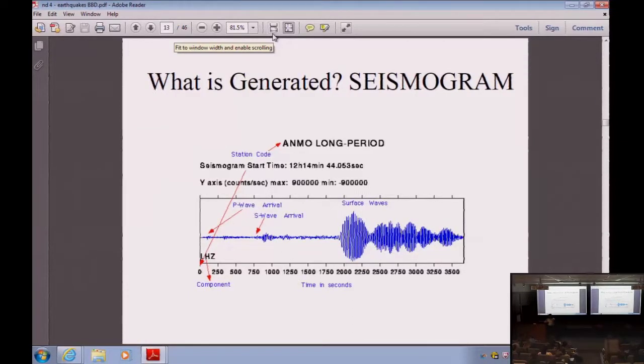Okay, let's start. Let's see. How's this volume, okay? Good?